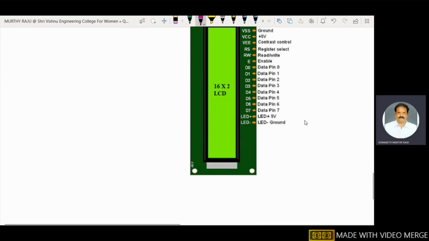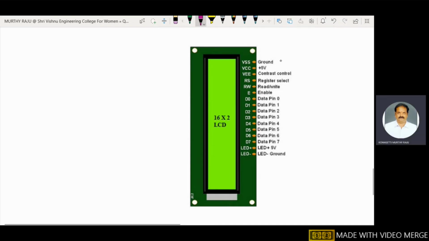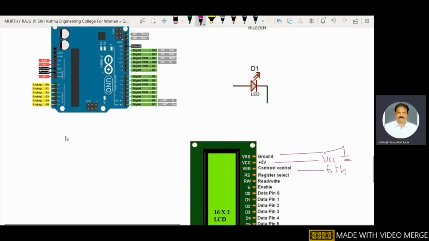These are the LCD interface. Ground is connected to ground. Here VCC, plus 5 volts, is connected to VCC. The contrast pin is the sixth pin of the Arduino. This is the pulse width modulated pin. The sixth pin is connected to the contrast pin of the LCD for contrast variation.